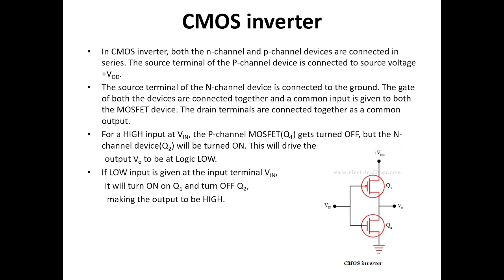For a high input, for example at Vin, the P-channel MOSFET, that is Q1, gets turned off, but the N-channel Q2 will be turned on. This will drive the output V0 to logic low. If a low input is given, then Q1 will be turned on and Q2 will be turned off, so the output will be high. Thus, the inverter circuit performs well.